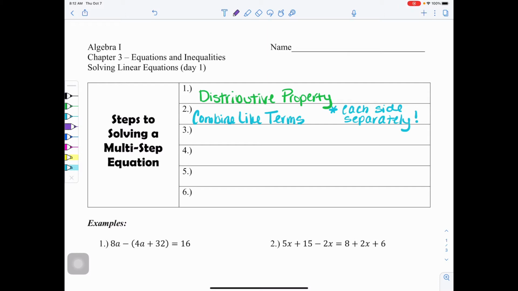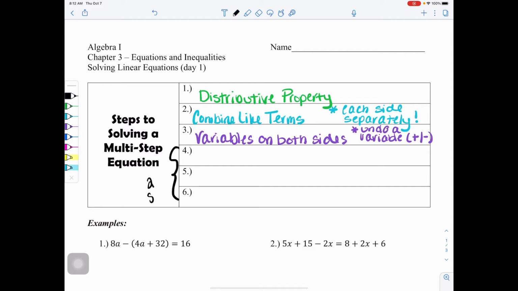Next, you should look for variables on both sides to start solving. Okay, so if there are variables on both sides, you should undo a variable, and that would be with either addition or subtraction. After getting rid of variables on both sides, we're now down to what we would consider to be the same steps for a two-step equation. So at this point, you should be undoing addition or subtraction.